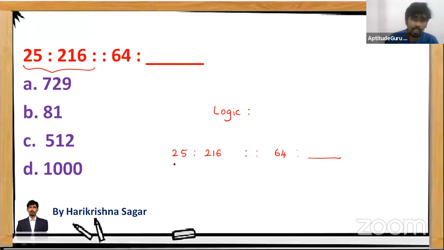What is 25? Can I write 25 as 5 square? What is 216? 216 is 6 cube. So 5 square becomes 6 cube. What is the logic in the pair? The logic is n square becomes (n plus 1) whole cube. So we are able to see this number as 64.